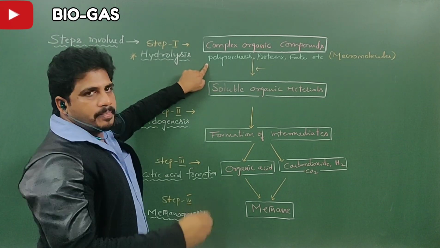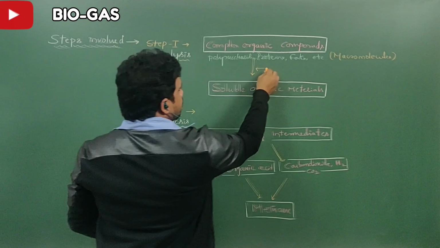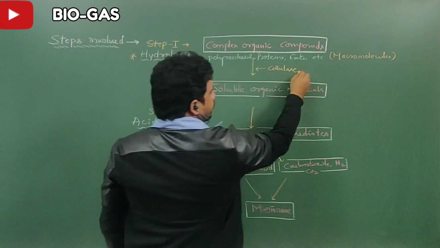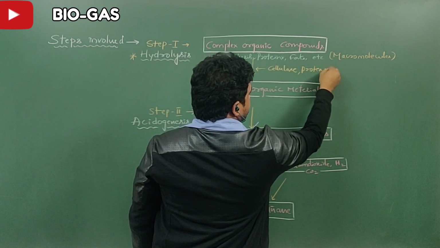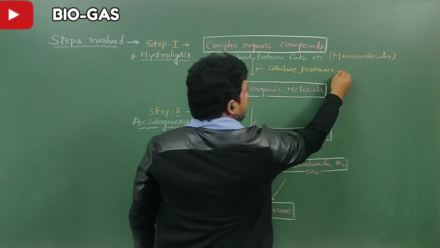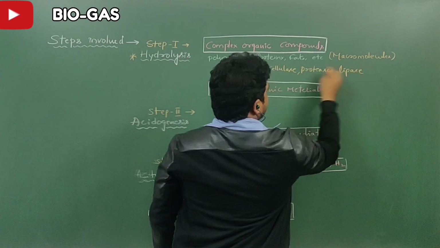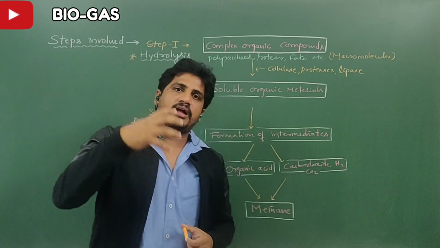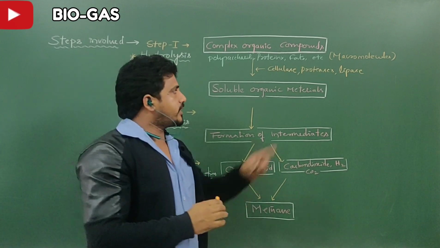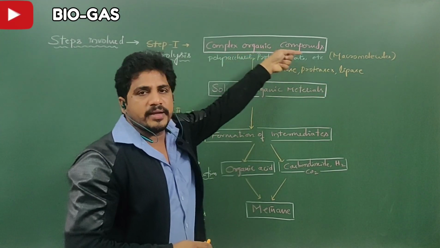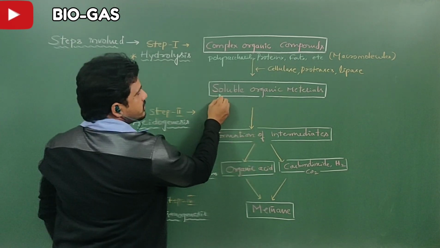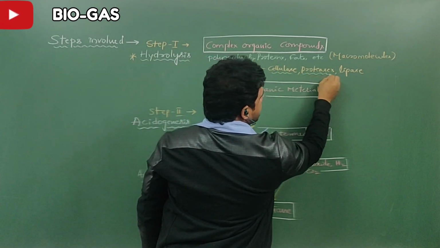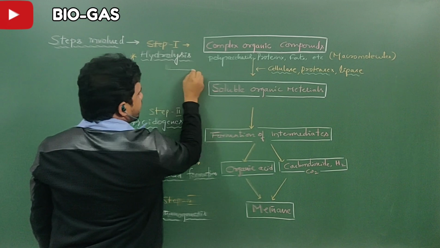Enzymes like cellulase digest the polysaccharides, protease digests the proteins, lipases digest the fats. Where do these enzymes come from? Bacteria already present in the waste produce their respective enzymes to digest these complex materials into soluble materials. Means what? They are insoluble organic components made soluble because of the enzymes. All these are digestive enzymes, and all digestive enzymes are in the category of hydrolases.